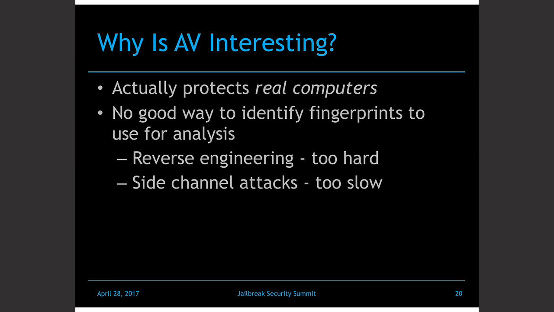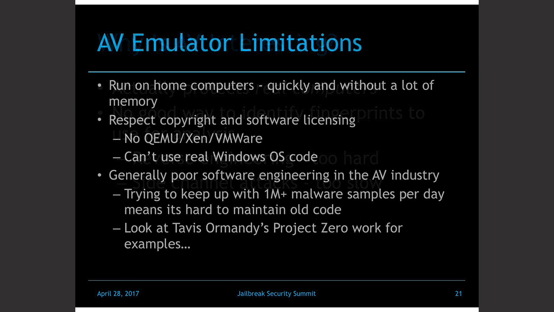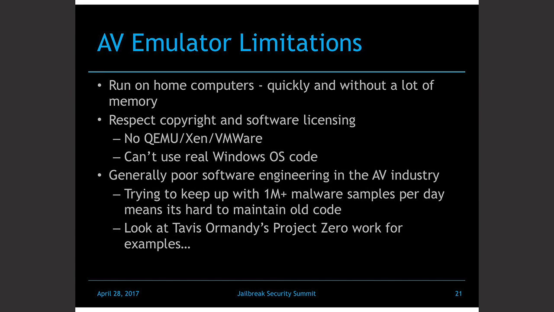But unlike the high-end academic and industrial systems like Cuckoo and Anubis, things like that, or a number of endpoint protection products, there's no easy way to identify fingerprints for analysis from consumer AVs. And there's 2 approaches that have been proposed before, reverse engineering, which is probably too hard, and side channel attacks, which we think are too slow. We're going to review both of those. So AV emulators are very limited because they have to run on consumer endpoint systems, run quickly, and there's generally really poor software engineering in the AV industry.